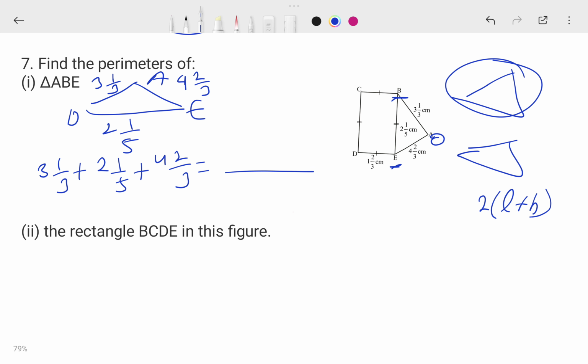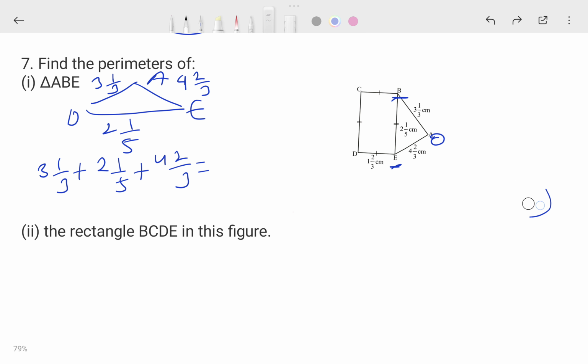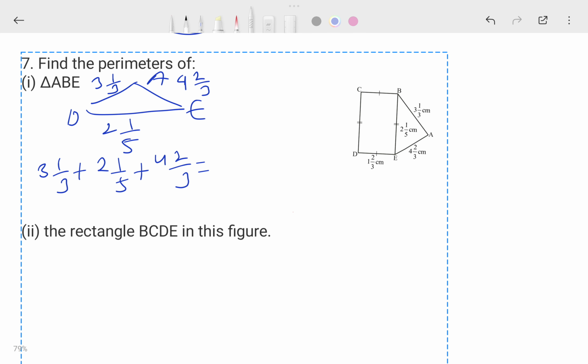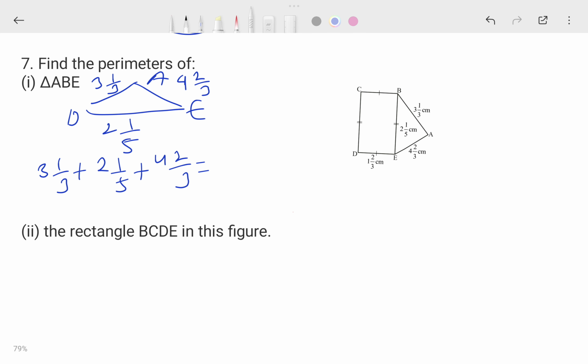Before adding this, there is one thing you have to know. Okay, now here we will do this: 3 times 3 is 9, plus 1, that's 10, so we will write 10 by 3. Now here 2 times 5 is 10, plus 1, this is going to be 11 by 5. And this is 4 times 3 is 12, 13, 14, so plus 14 by 3.